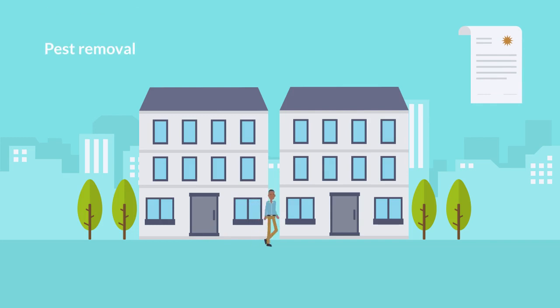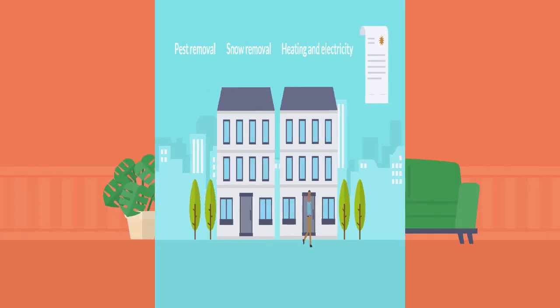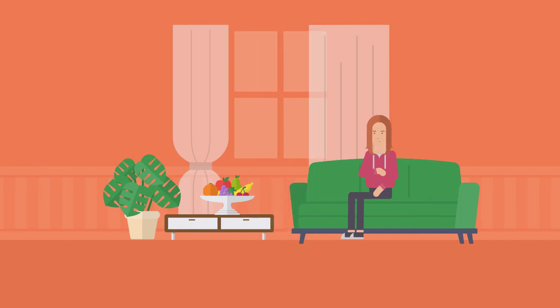This includes pest removal, snow removal, sufficient heating and electricity, and taking care of any issues that may make the apartment unsafe within a reasonable amount of time. Landlords are also responsible for providing working smoke and carbon monoxide detectors.